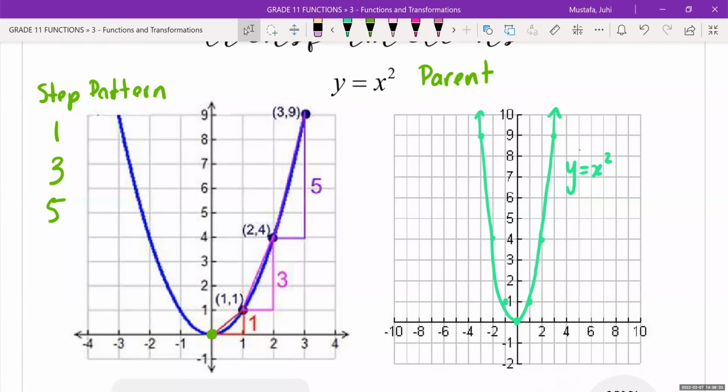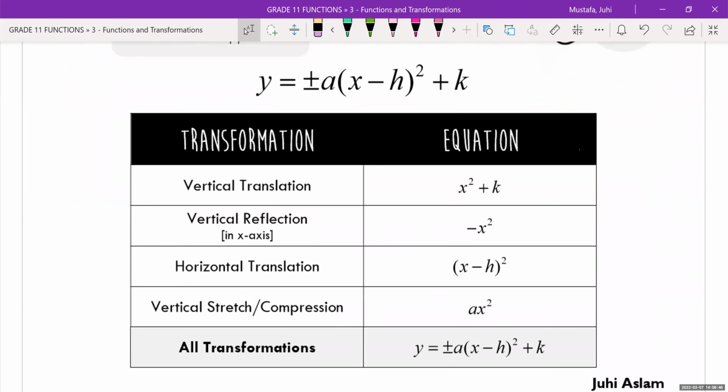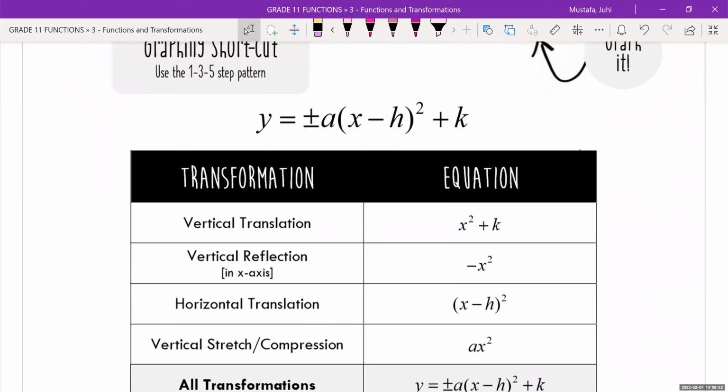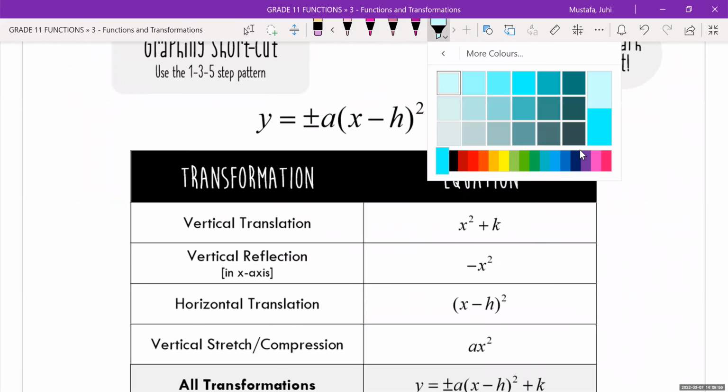Okay, now with this parent function, we're going to do all sorts of stuff. We're going to move it up and down, side to side, etc. And to do that, we need to break down all of the different transformations. If you take a look at this chart over here, it tells you all of the different transformations you learn in grade 10. And I have a way to remember all of these different things.